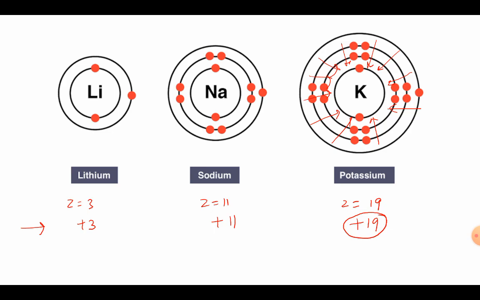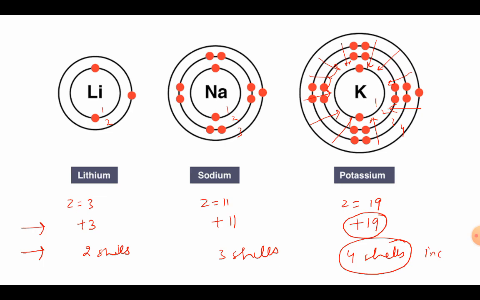But there is a second factor on which the atomic size depends, that is the number of shells. In case of lithium, there are only 2 shells. In case of sodium, there are a total of 3 shells, and in case of potassium, there are a total of 4 shells. Now, because of shells, the size should increase. Now again we are in that situation that one factor is causing the decrease in size and the other factor is causing the increase in size.